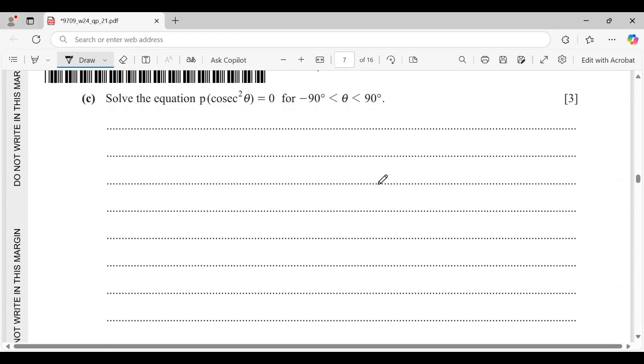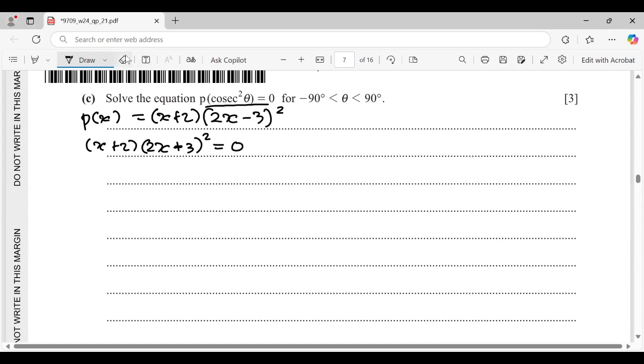C. Solve the equation p cosecant squared theta equals 0 for theta greater than minus 90, less than 90. Right. So from part B, we have information that p(x) equals (x plus 2) times (2x minus 3) squared. Based on the question, we set (x plus 2) times (2x minus 3) squared equals 0. So it means x equals minus 2 or x equals 3/2.